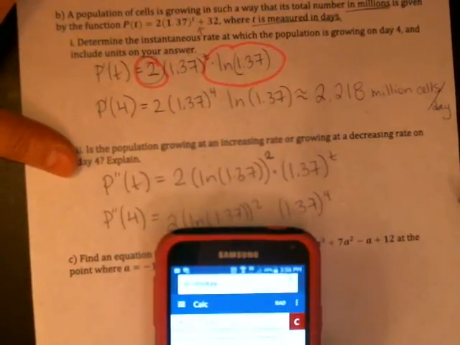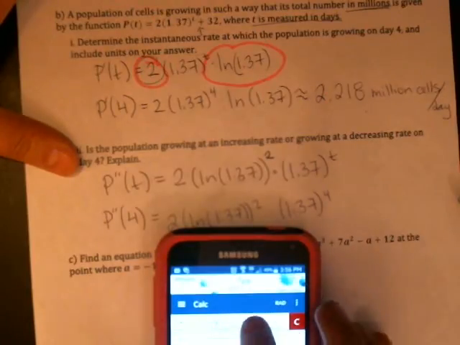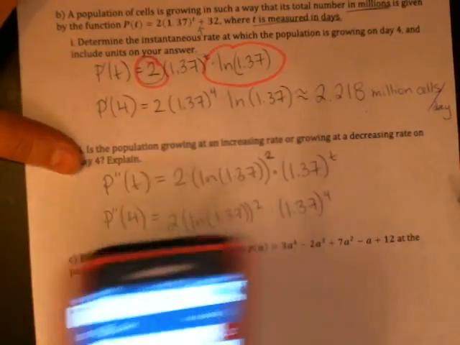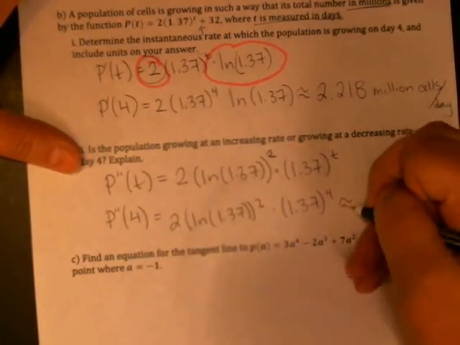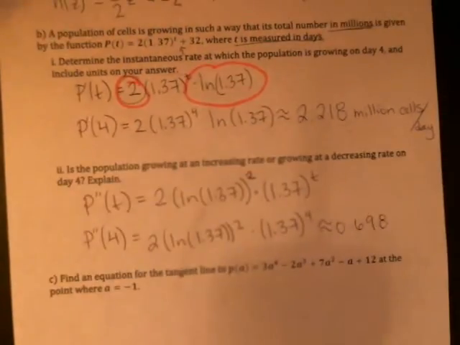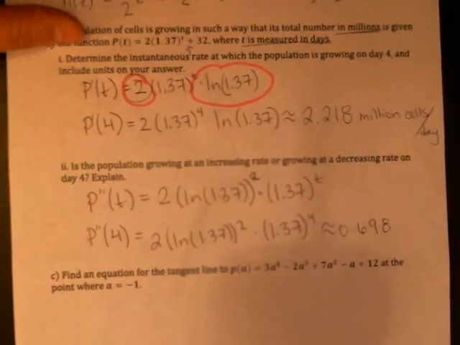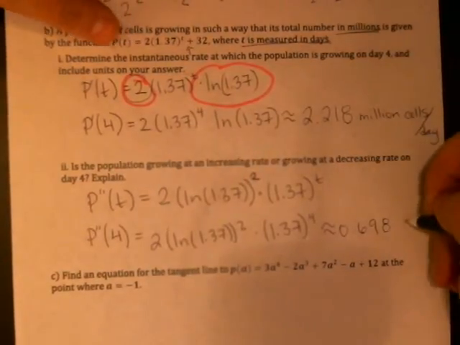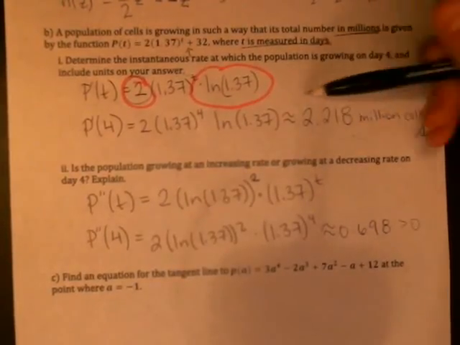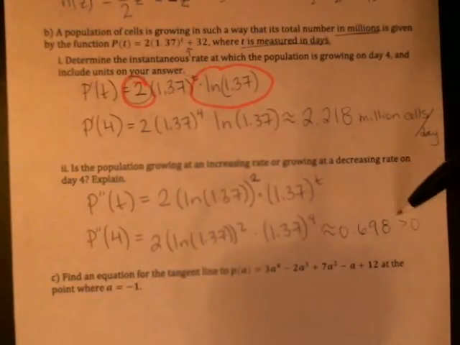Okay, so where do I need? I'm going to go back here, one more even, and throw in some parentheses, and we're going to square it. 0.698. Okay, so this is about 0.698. That's million cells per day per day. So basically, I think the key thing here is just that it's positive, which means that the rate of change, the growth rate, is increasing.